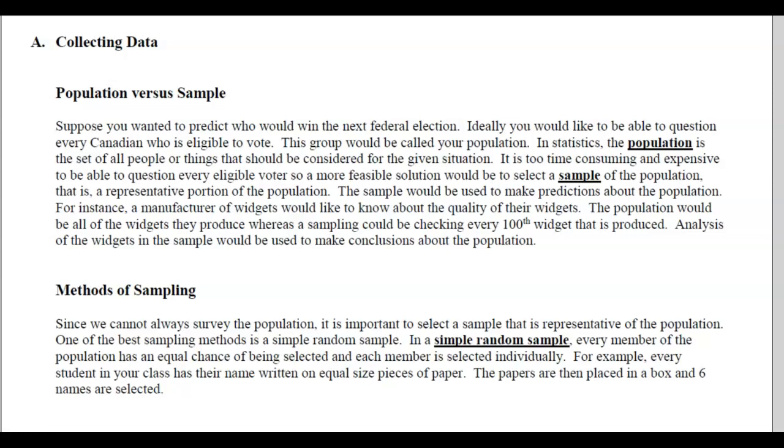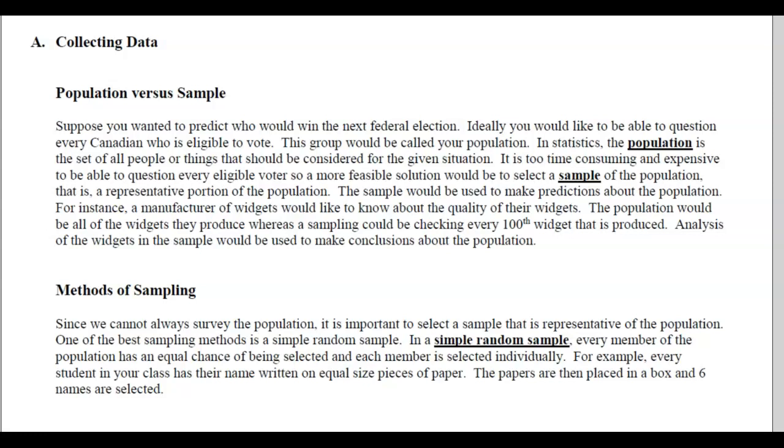Okay. All right. So population versus sample. Suppose you wanted to predict who would win the next federal election. Ideally, you would like to be able to question every Canadian who's eligible to vote. Okay. That group would be called your population.